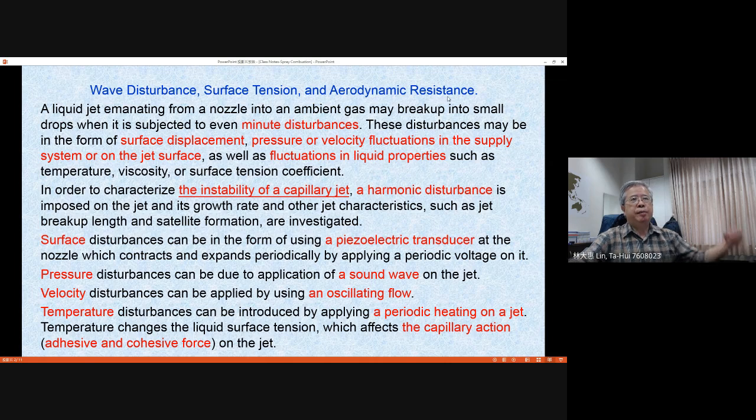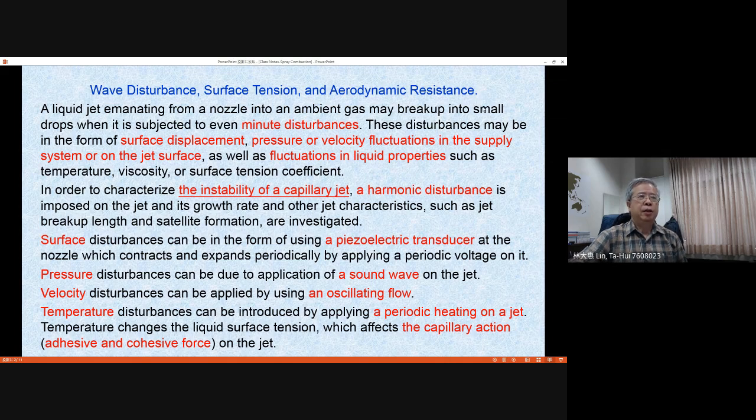aerodynamic resistance. The competition between the surface tension and the aerodynamic resistance will give you the different kinds of breakup process for a liquid jet. But the initial nucleation of these kinds of instability basically comes from the so-called wave disturbance. Okay, mainly I mentioned it by the blue lettering.